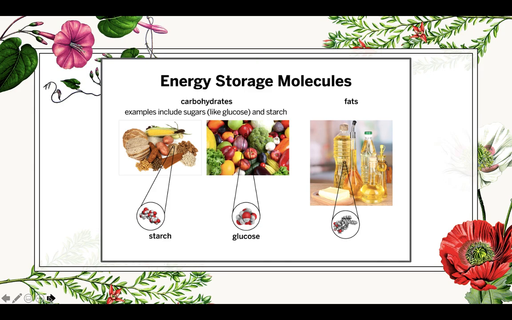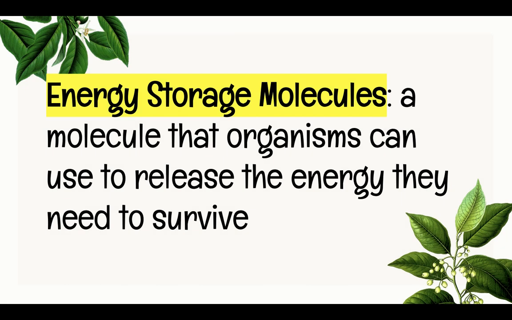As you can see on this diagram, we have images of three different types of energy storage molecules. We have starches, which can be found in beans, breads, rice. We have glucose, which is found in fruits and vegetables. It's a sugar. And fats that are found here in oils, butter, etc. So once again, yesterday we learned that an energy storage molecule is a molecule that organisms can use to release energy that they need to survive.